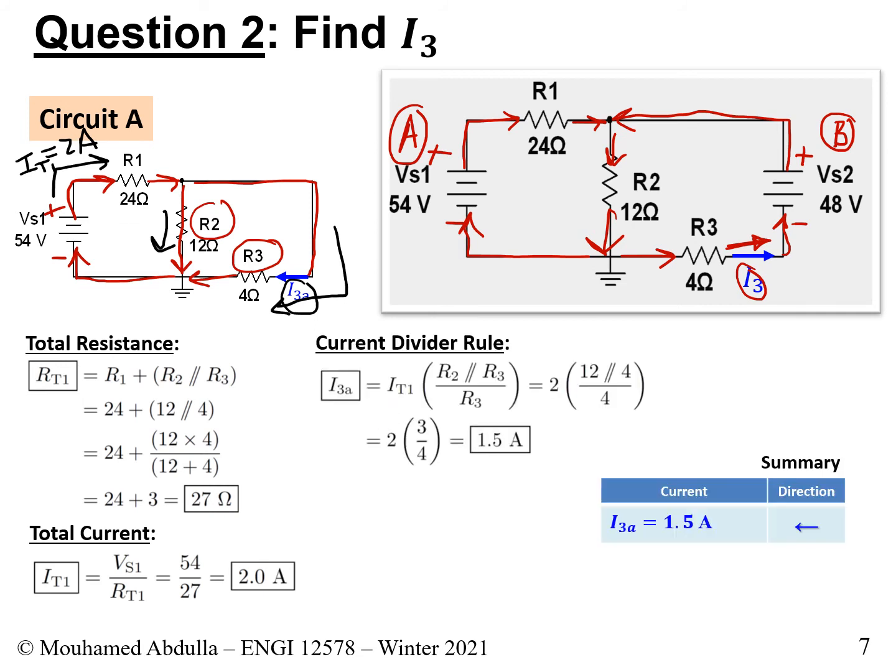This is what we get. The current is really the 2 amps that we got, and we have 12 ohm in parallel with 4. And in the bottom, we simply put the 4 amps, and 12 in parallel with 4, we already determined this. This is 3. And in the bottom, we have 4, so that's 6 divided by 4, and that gives us 1.5 amps flowing to the left, using the same convention. We're looking at it on this line here, and therefore it's flowing this way, to the left. And we note it in the table that we have for the summary.